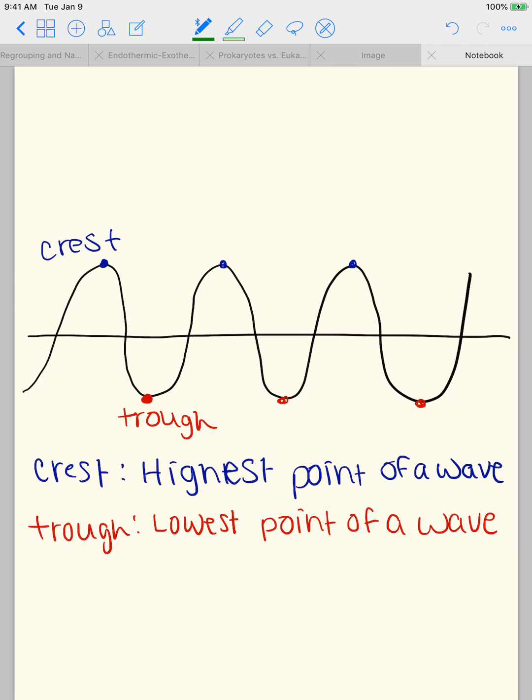Next one we're going to look at is your wavelength. So your wavelength is exactly how it sounds. It's the length between two waves. So the distance between the two waves. So here is your wavelength. Wavelength can be measured by the distance between two crests, and it can also be measured by the distance between two troughs.